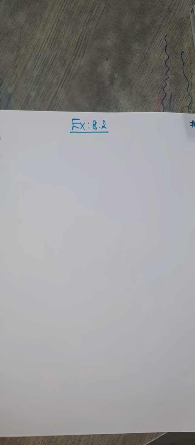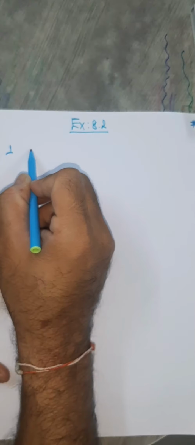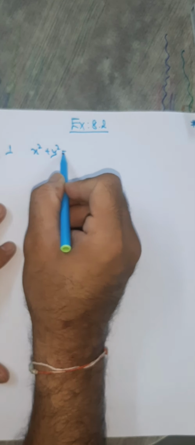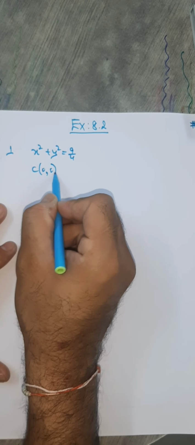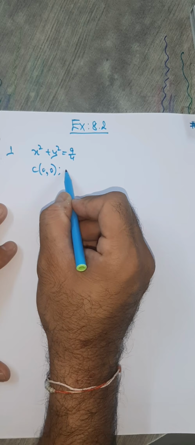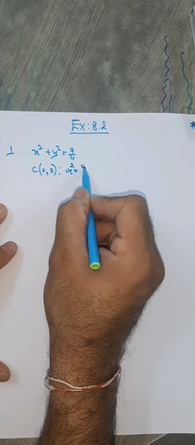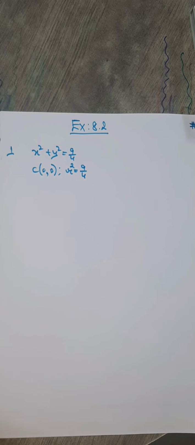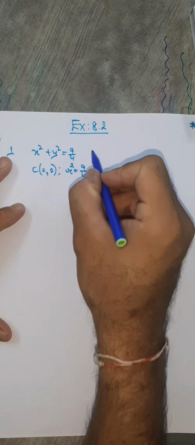So we go to exercise 8.2 now. Here the first question is find the area of the circle. We are given a circle here, x square plus y square equals 9 by 4. So the center of the circle is (0, 0), the origin, remember, and r square is 9 by 4, so the radius is 3 by 2, which is in the interior of this parabola.